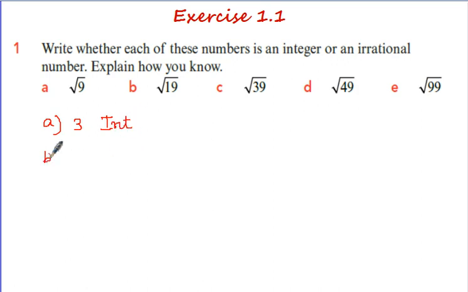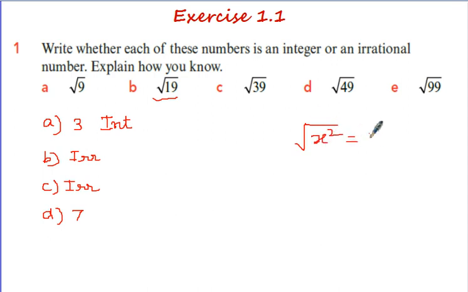When we go for B, B is very well a surd, so it is irrational. It is irrational because root 19 we cannot take out. Root 39 is again irrational. Root 49 you will get 7, because whenever you get 49 inside a square root sign, then this square gets removed. So 49 is 7 squared, so you will get answer 7. Then we come for E, root 99. So root 99 is again irrational.